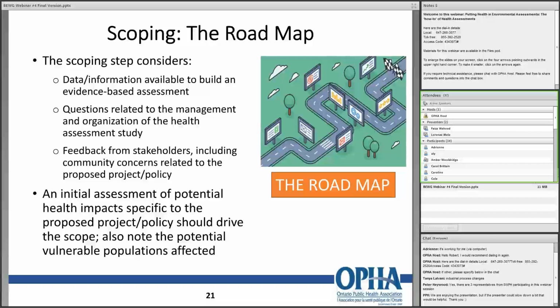So essentially, scoping is the roadmap. This is a slide that summarizes pretty much everything else that I've said so far. Just to reiterate, your initial assessment of potential health impact that you did during the screening stage, where you decided that yes, there are potential health impacts, and this is the likelihood, and this is the magnitude, this is what should drive the scope, as well as consideration of what vulnerable populations there were in that very beginning step.